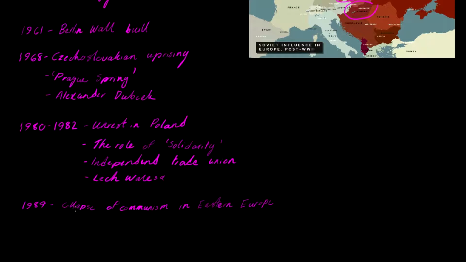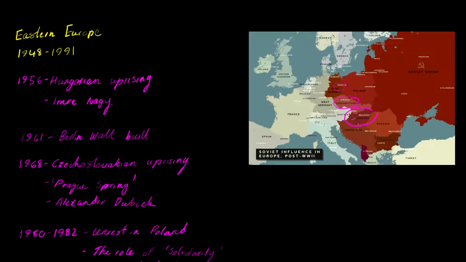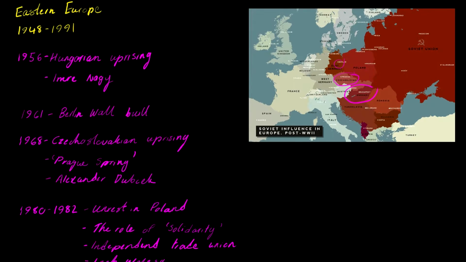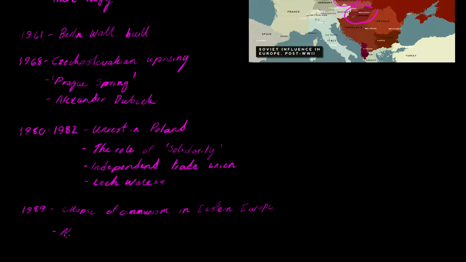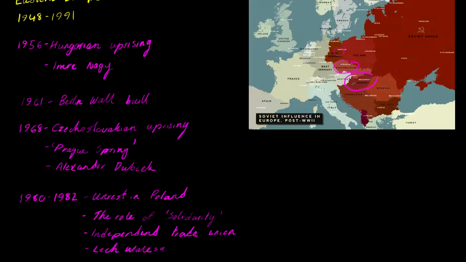In 1989, we had the collapse of communism in Eastern Europe. So all these communist countries in Eastern Europe, they all end up removing communist control. And a side note is that Romania removed communist control violently. So Romania had some difficulty doing so. But we'll go into detail in that later.